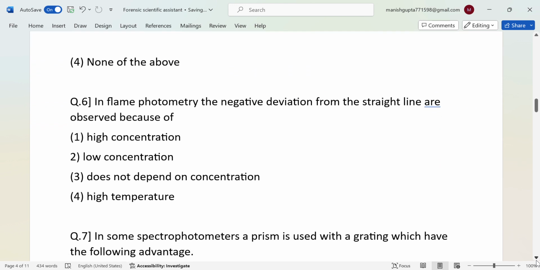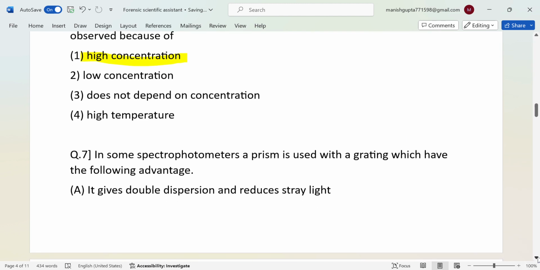Question number 6. In flame photometry, the negative deviation from the straight line is observed because of option number 1, high concentration. Option number 2, low concentration. Option number 3, does not depend on concentration. Option number 4, high temperature. The flame photometry deviation is dependent on the high concentration. So option number 1 is correct. Now we are going to see question number 7.